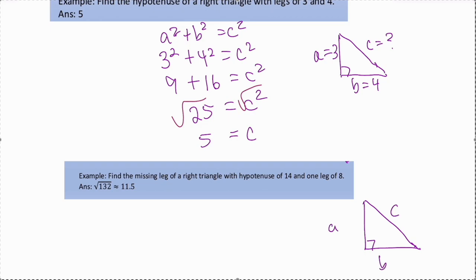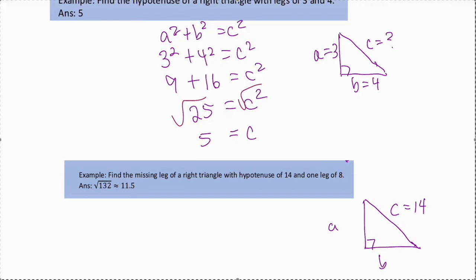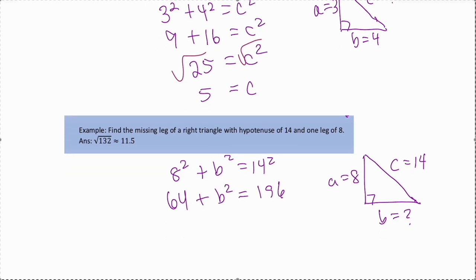Now it doesn't matter which you call the missing leg and which one you call 8, but we do know that C has to be 14. So I'm going to make A the one we know, 8, and B is our question. It doesn't matter, the A and B are interchangeable. So I know that 8 squared plus B squared has to equal 14 squared. Now do that calculation. So 8 squared is 64, plus our B squared would equal the square of 14, which is 196.